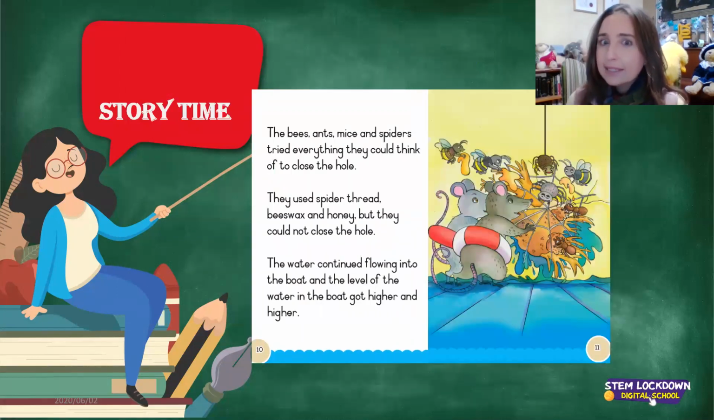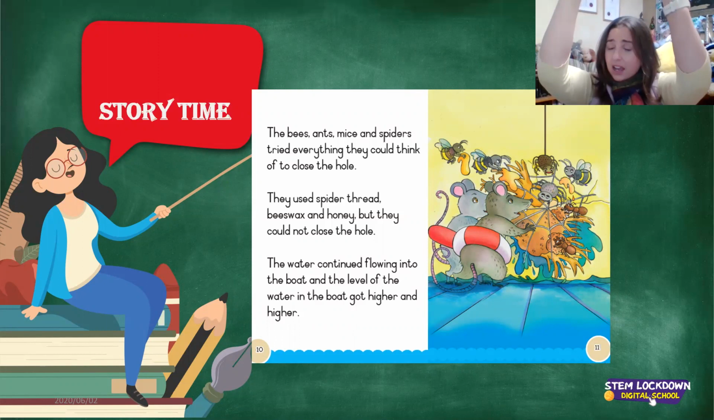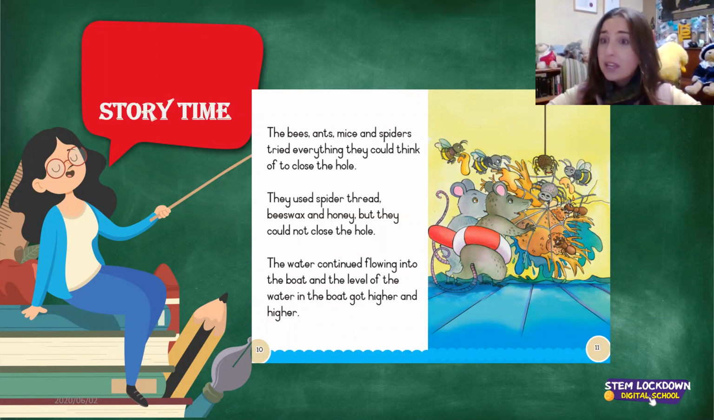The bees, ants, and mice and spiders tried everything they could think of to close the hole. They used spider thread, beeswax, and honey, but they could not close the hole. The water continued flowing into the boat, and the level of the water in the boat got higher and higher and higher. That means the boat became fuller and fuller and fuller.